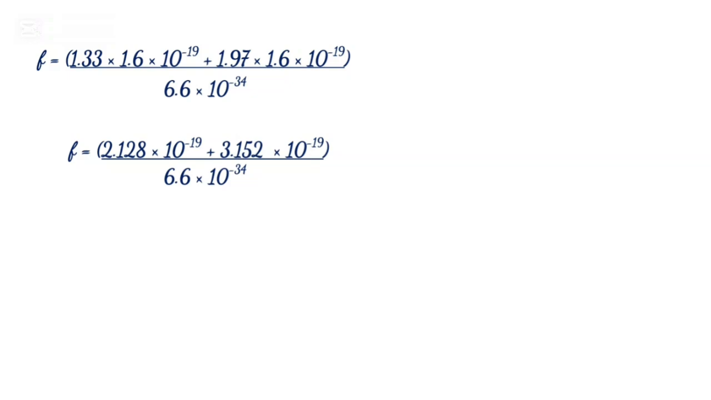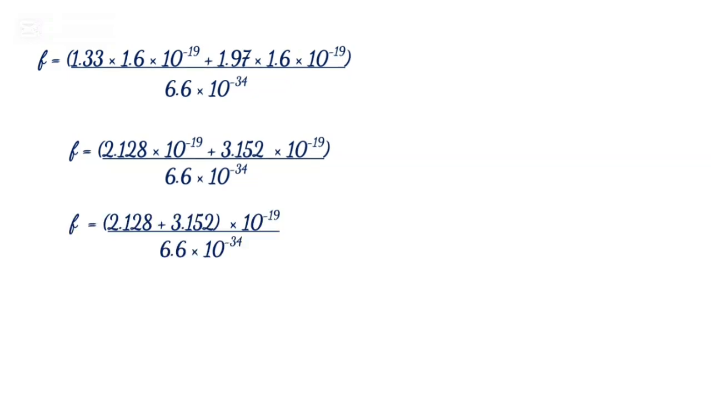Simplifying, we have (2.128 times 10 to the power of minus 19 plus 3.152 times 10 to the power of minus 19) divided by 6.6 times 10 to the power of minus 34. Simplifying further, f is equal to (2.128 plus 3.152) in bracket multiplied by 10 to the power of minus 19 divided by 6.6 times 10 to the power of minus 34.